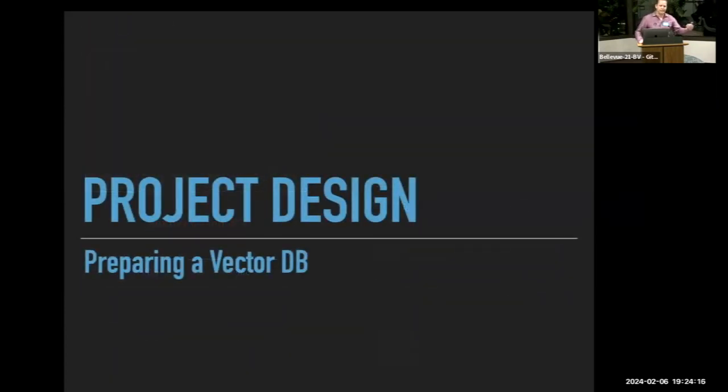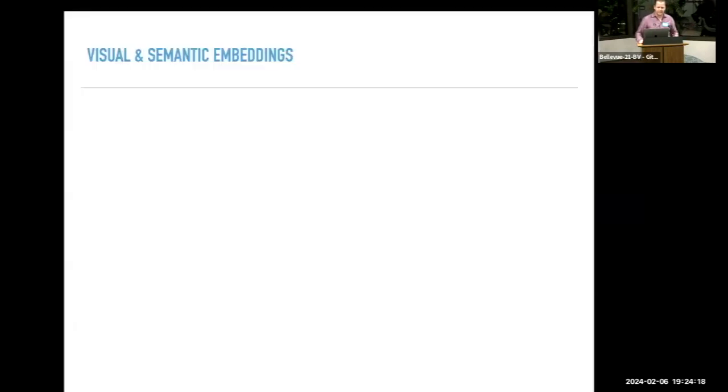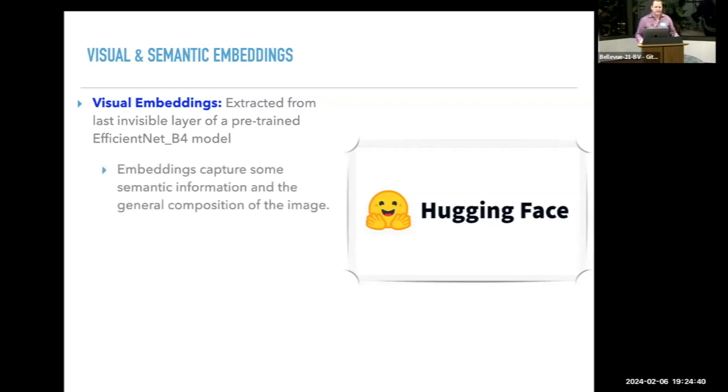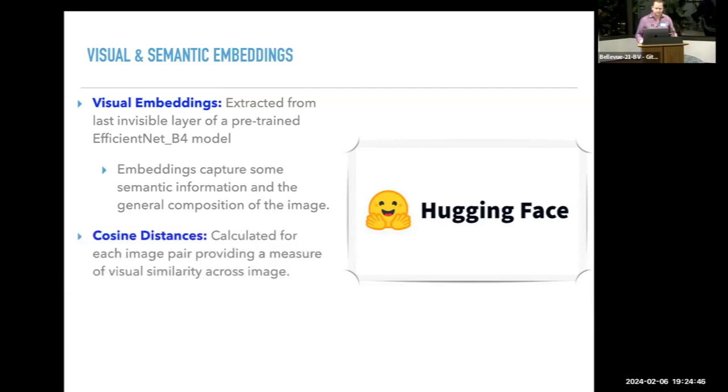So now the next step, what to actually do with this data. What we've been doing first is trying to see what the interrelationships are across the images in the database in terms of the visual space that they're in. For this, we just used a pre-trained EfficientNet model from Hugging Face and took the last hidden layer to capture the embeddings from that. And this is giving us a sense of the visual composition as well as some of the semantic information about the image.